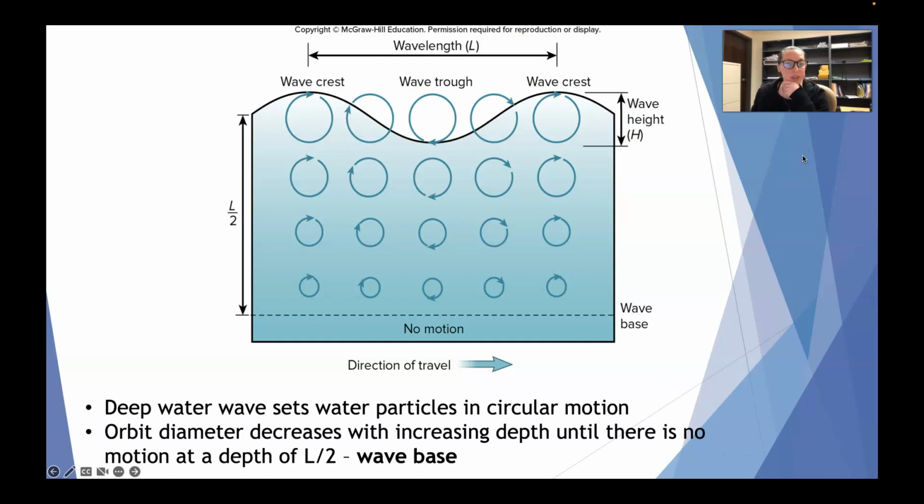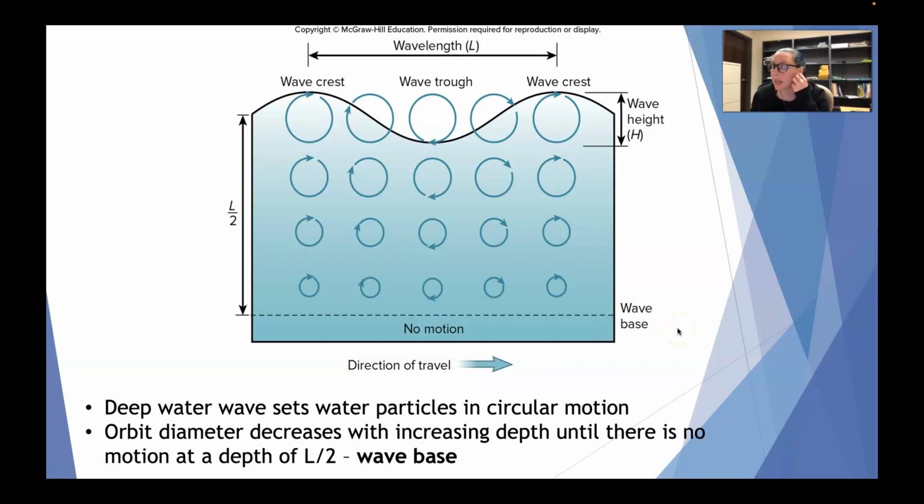So the deep water wave sets these water particles into a circular motion, and again, that orbit diameter decreases with increasing depth until there is no motion at the depth of 1/2 of the wavelength. So this dotted line is called the wave base. Where that energy completely dissipates is the wave base.